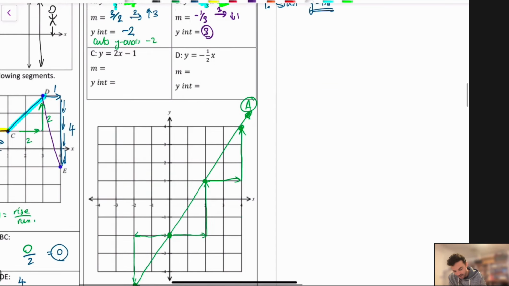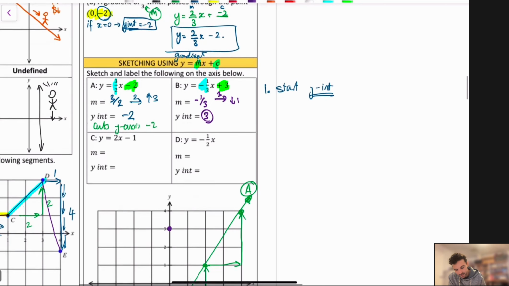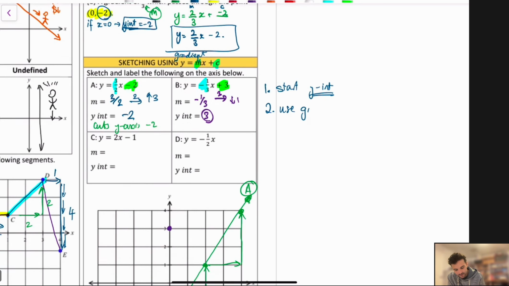Let's draw this in. First step, start at the y-intercept. Then use the gradient. And then draw a line.